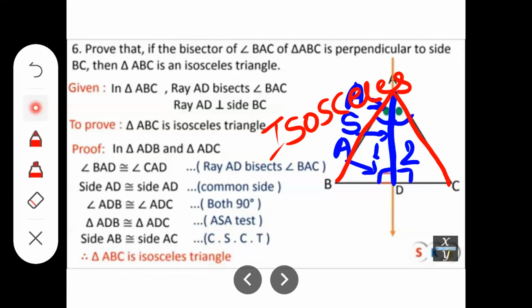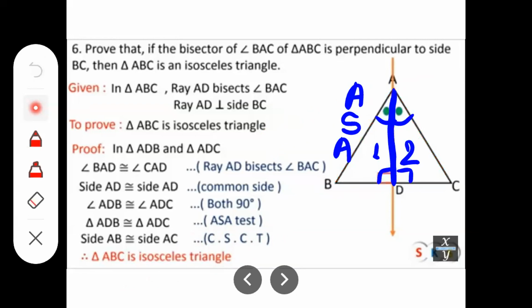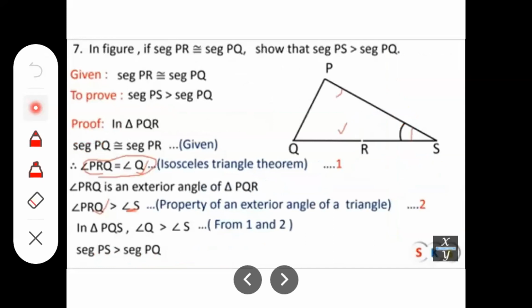Yes, so using the diagram, you can write the proof here. Now see another example. That is here, example number 7. The diagram is given along with the example in your textbook. So no need to draw it on your own.